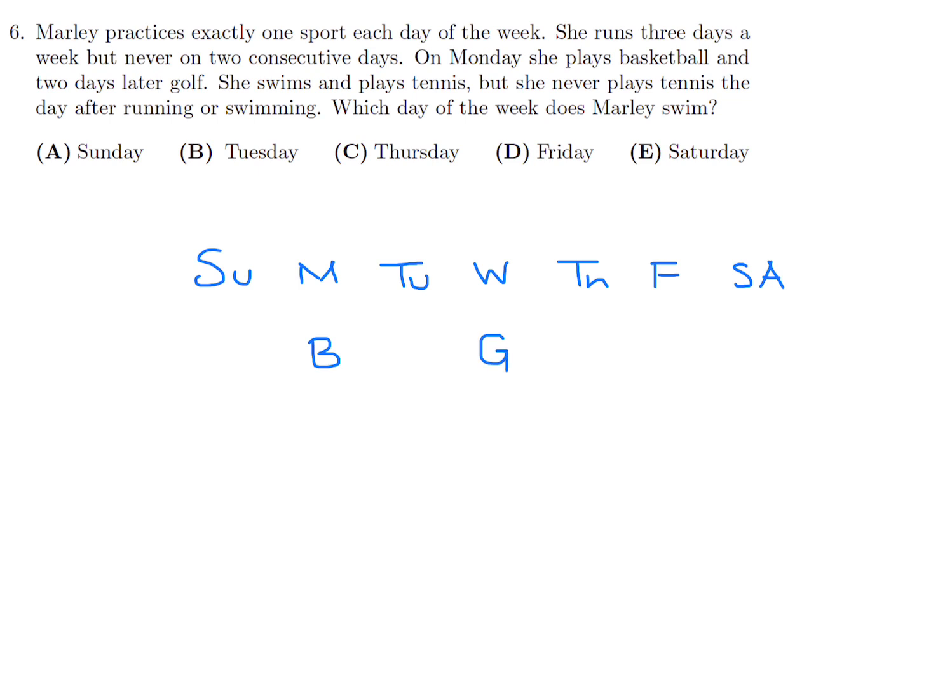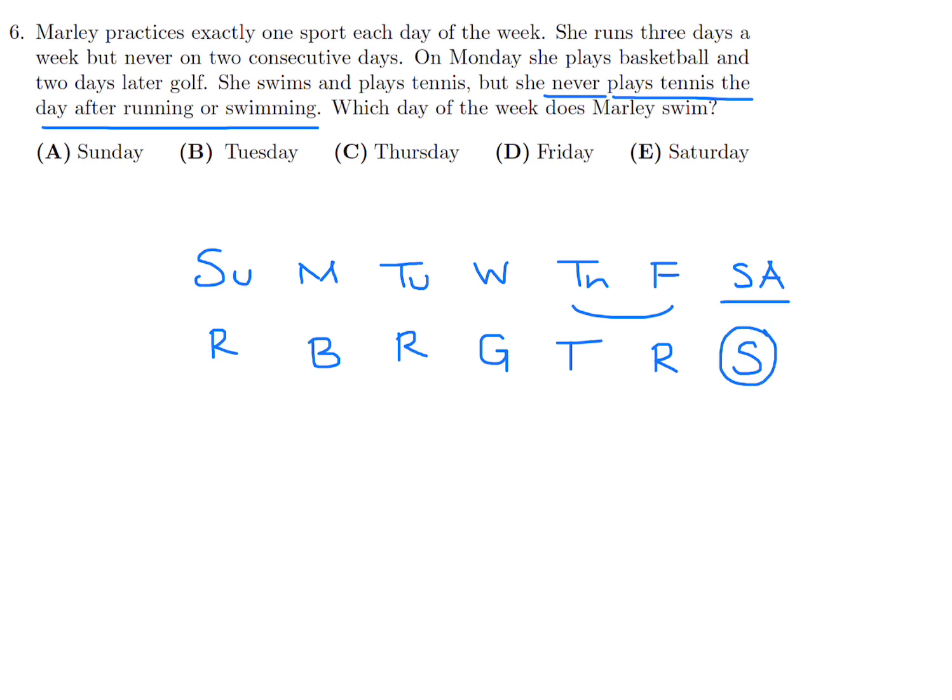And then she runs every alternate day. If she runs every alternate day, the only way to do that is running here, and then running here or here. So I'm not sure yet where that third run is. But then she plays tennis, but she never plays tennis the day after running or swimming. So she obviously plays tennis before running or swimming. So if she plays tennis here, she could run here and swim here. This is the only way to put this all together to make it match the criteria of the question. So which day of the week does she swim? Swimming happened on the Saturday. So number 6, the answer is E.